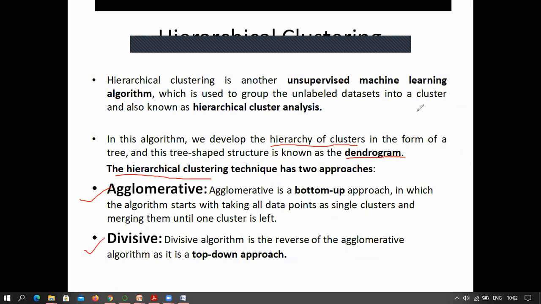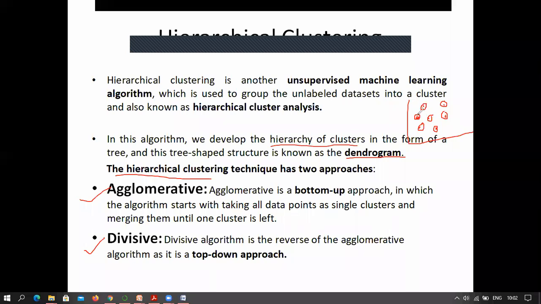In the case of agglomerative, suppose you have been given these data points. First of all, we will assume that all these data points are different clusters. Here I'm taking 6 data points, so first I will assume that all these represent different clusters, that means there are 6 clusters. Then we will find the distances between each pair of clusters. Between every pair of clusters, we will find the Euclidean distance.